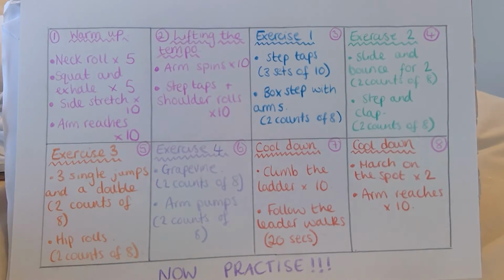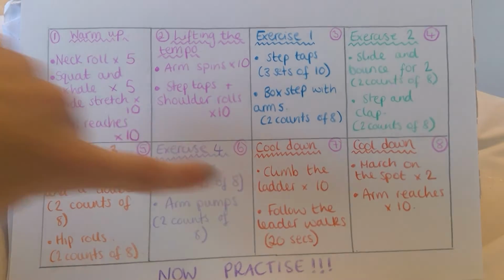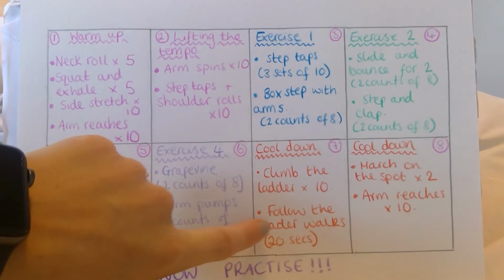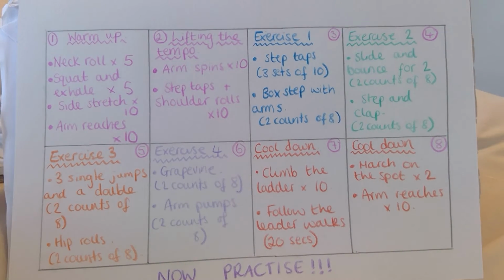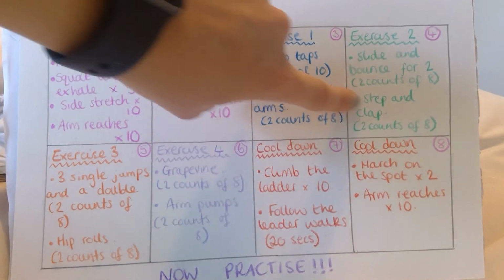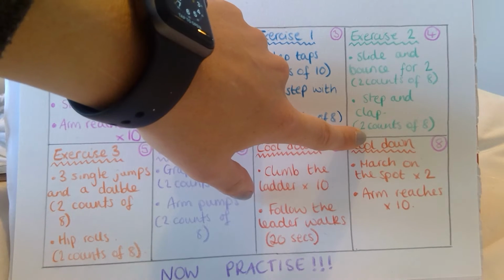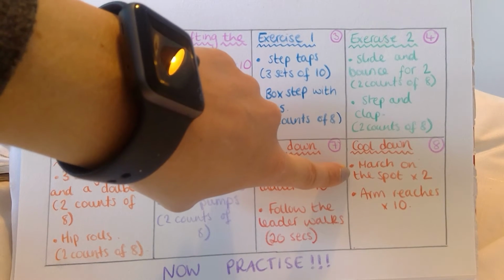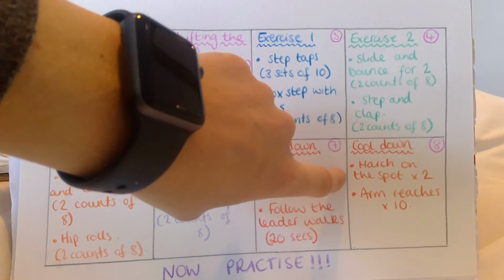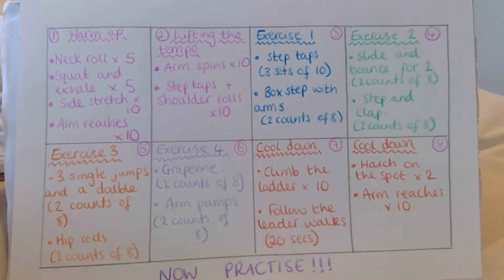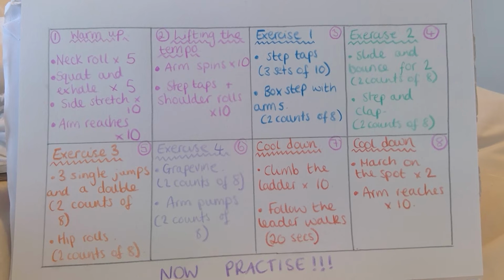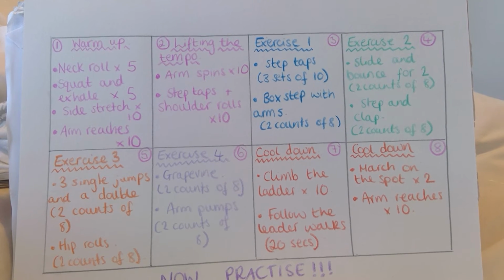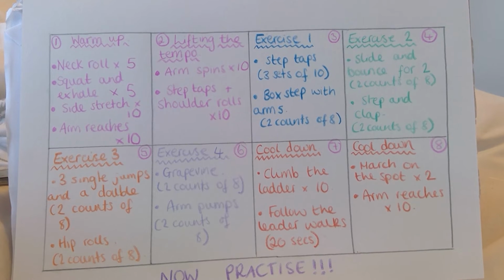So as I researched cool down activities, I have my climb the ladder here, so I'm going to do that for 10. Then I've got my follow the leader walks for 20 seconds. And then I'm going to take it even further on a cool down so that I'm doing even slower exercises. So I'm just going to march on the spot nice and slowly, times 2. And then I'm going to do some gentle arm reaches to each side, just stretching out the side muscles because I've used those quite a lot in my exercise video.